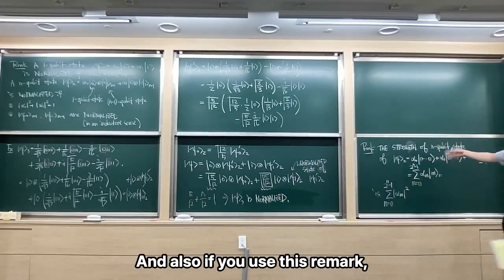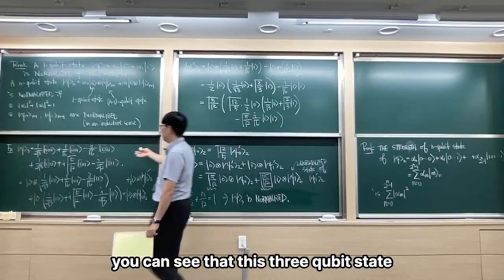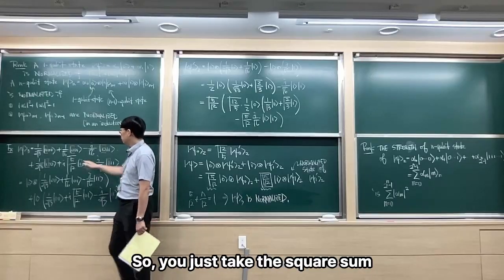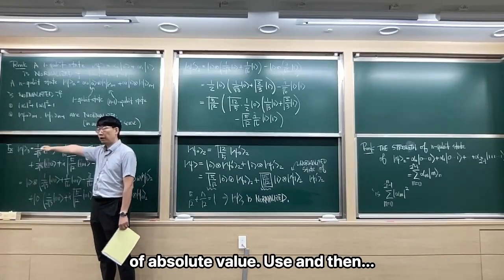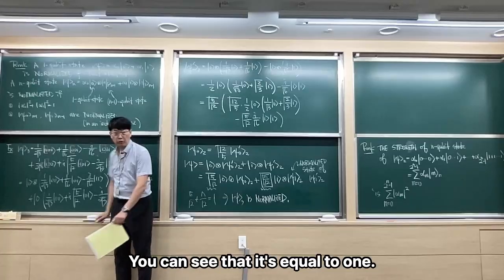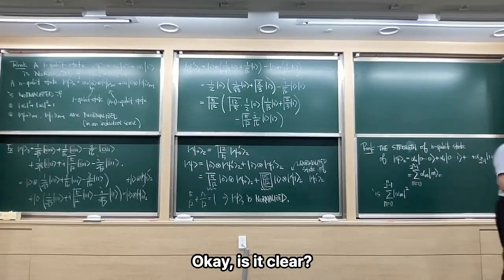And also, if you use this remark, you can see that this 3-qubit state is normalized directly from the coefficients. You just take the square sum of the absolute values, and then you can see that it's equal to 1. Okay, is it clear?